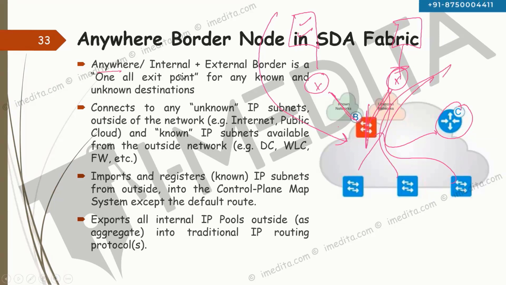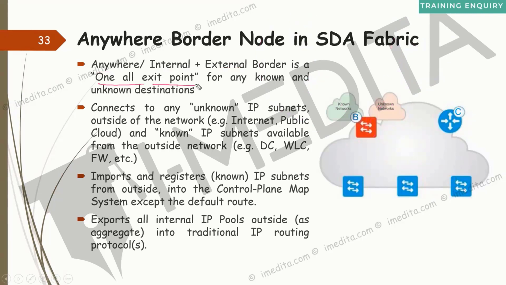The anywhere border node, or internal plus external border node, is one exit point for any known and unknown destination. It connects to the unknown IP destinations outside the SDA fabric and to the known destinations such as DC. It is going to import and register all the known subnets from the known network, and it is also going to export all these SDA prefixes to the outside network. Also, this will act as the gateway of last resort.